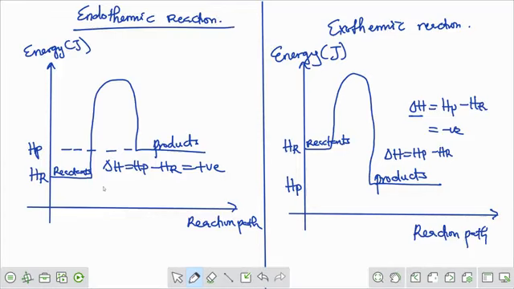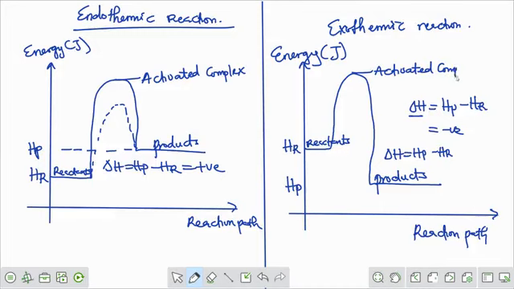Now there's a place here also. There are some things you need to know. So in the diagram here, this place is called the activated complex. So this place also is called the activated complex. So also here.